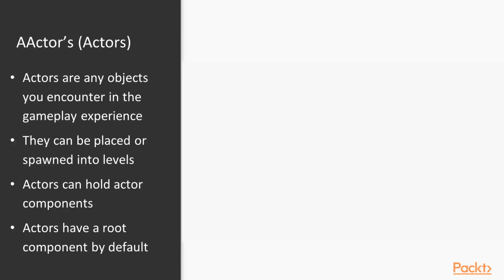AActors, or actors, are objects that are meant to be part of the gameplay experience. In other words, this is the class or UObject that can be in the level by being either placed or created at runtime. All other objects that can be in the level are extended or subclasses of actor. Actors have their own behavior, but they can also act as containers for a hierarchy of UActorComponents, also known as actor components. All actors by default have a single actor component that cannot be removed, called the root component.